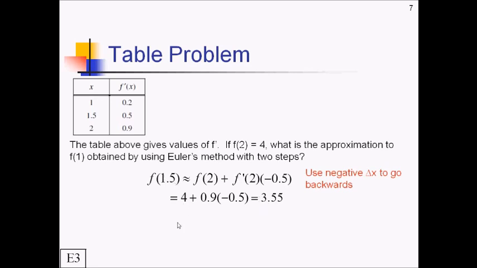Now we need f of 1, which is our ultimate goal here. So that's going to be approximately f of 1.5 plus f prime of 1.5 times, again, our step of negative 0.5. And this time around, we use the approximate value of f of 1.5. That's 3.55. F prime of 1.5 up here is 0.5, and we have a step of negative 0.5. So this is 3.55 plus negative 0.25, which comes out to 3.3.